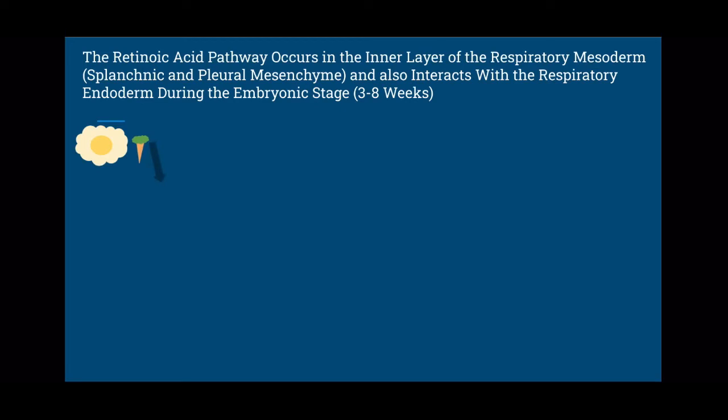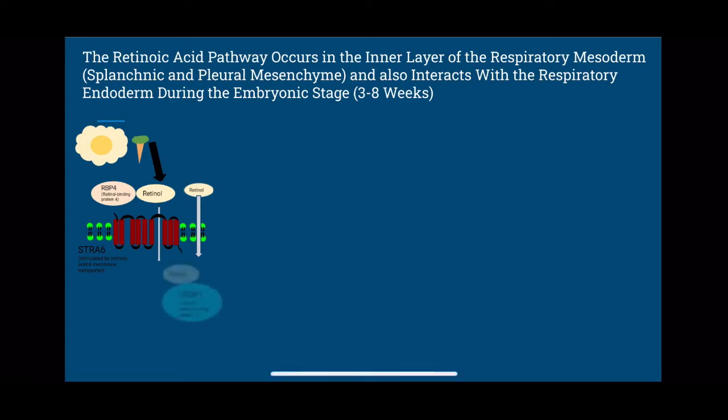The retinoic acid pathway comes into play after the mother consumes foods containing vitamin A or retinol, such as carrots and egg yolks. In the blood, retinol travels with retinol-binding protein 4. Retinol can enter the cells of the splanchnic mesenchyme through either membrane transport with the stimulated by retinoic acid 6 membrane transporter, which is STRA6, or membrane diffusion, depending on gradient concentration.